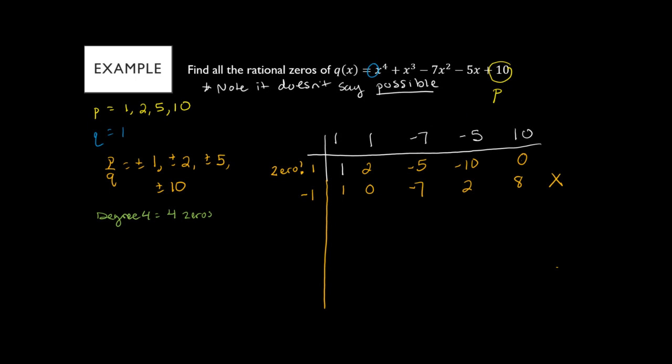So that didn't work, so I'm just going to move on. Now let's try +2. So 2 times 1 is 2. 2 plus 1 is 3. 2 times 3 is 6. 6 minus 7 is -1. 2 times -1 is -2. -2 minus 5, -7. 2 times -7 is -14. Add 10, -4, so that is not a 0. So then I try -2.